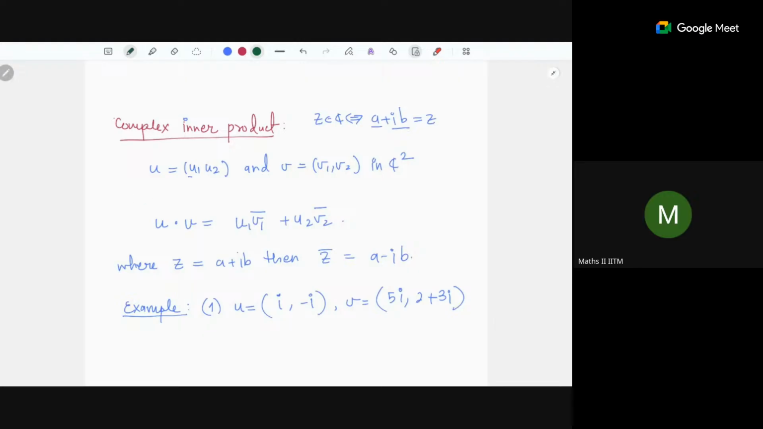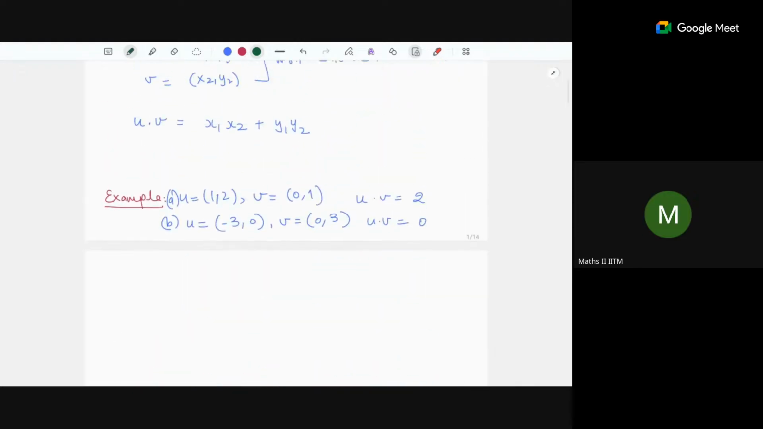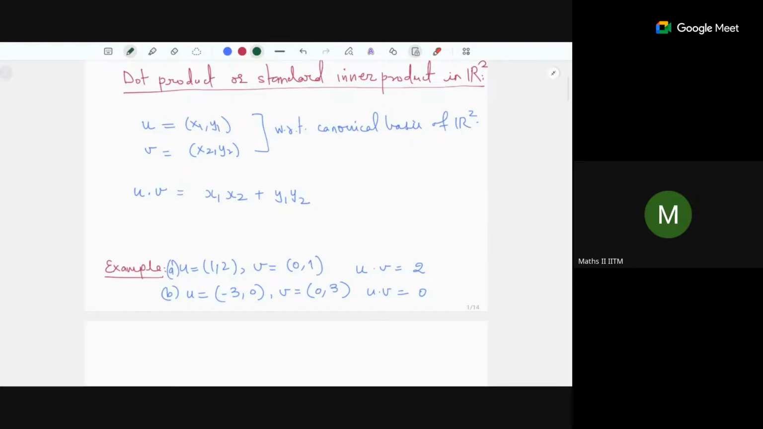Let me write it like this: let's say dot c is a function from C2 to C. It takes two vectors and gives you a complex number. Similarly, you can think of the inner product that I defined earlier as a function, let's say dot r, from R2 to R. It takes two vectors in R2 and gives you a real number.